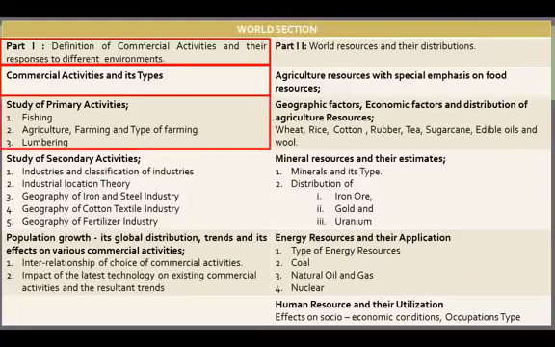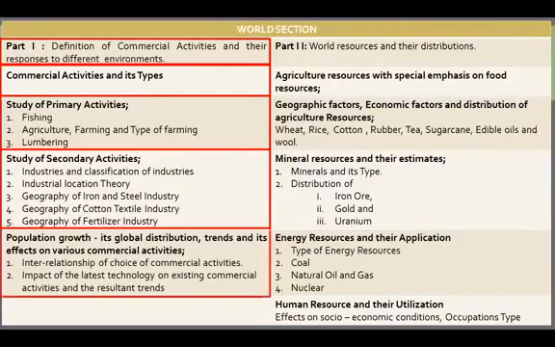Second is the study of primary activities. When we are talking about commercial activity and its types, the first activity that man performed on the earth when he was Homo sapiens is the primary activity. Then we have secondary activity. These are activities related to the manufacturing sectors. Then we have population growth, its distribution, global trends, and effect on various commercial activities.